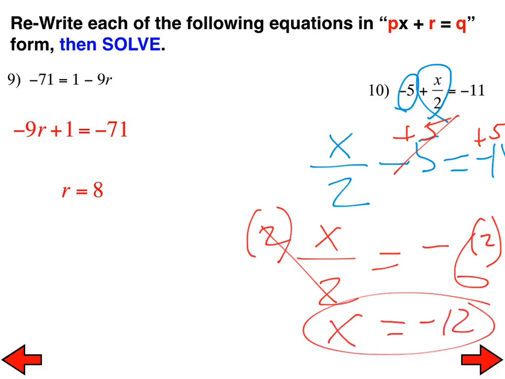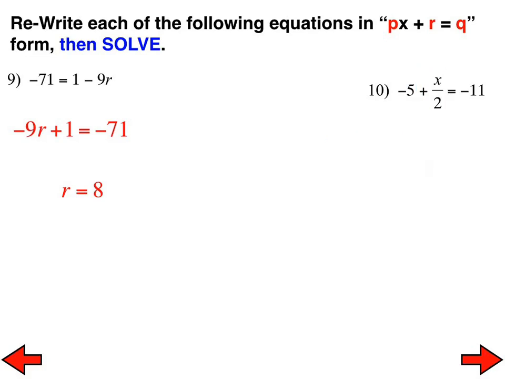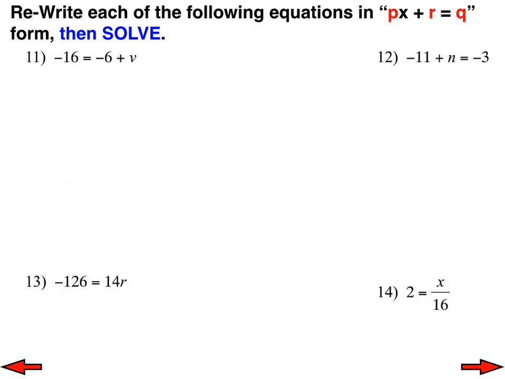All right. So we're going to finish today with doing the same thing, but with one-step equations. And I know it says to solve these, but I'm not concerned about solving 11 through 14. Let's take this one at a time. And I think that we should be able to do these very, very quickly. Raise your hand if you can tell me what number 11 should look like if it's in this form. Yes? V plus negative 6 equals negative 16.